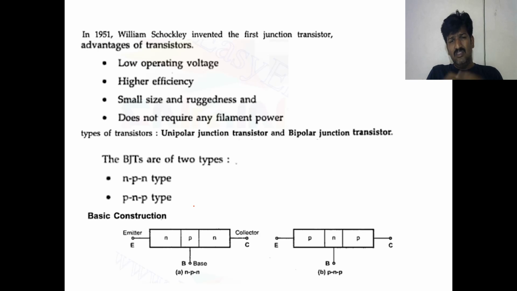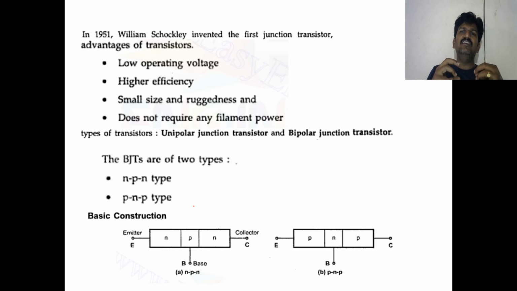Junction transistors are of two types: one is the unipolar junction transistor, and the other is the bipolar junction transistor. Let us go with that. What is the unipolar junction transistor? In a unipolar junction transistor, current is carried by the movement of majority carriers of the device. What do we mean by majority carriers? Any semiconductor device consists of two types of carriers. Electrons may be majority carriers, or holes may be majority carriers.